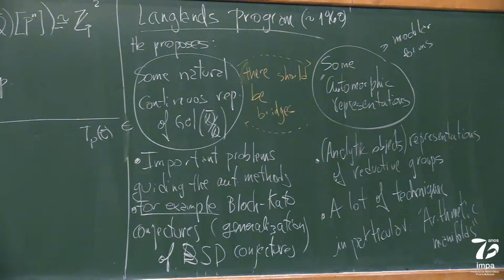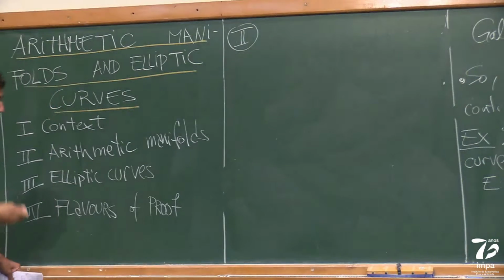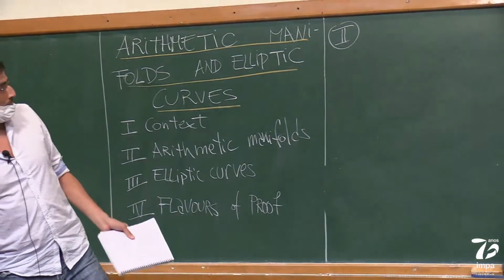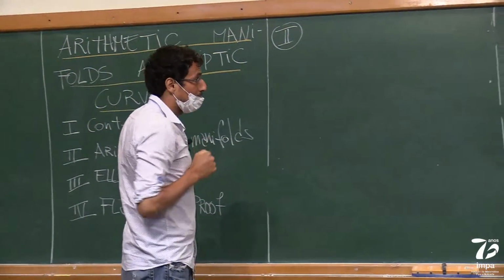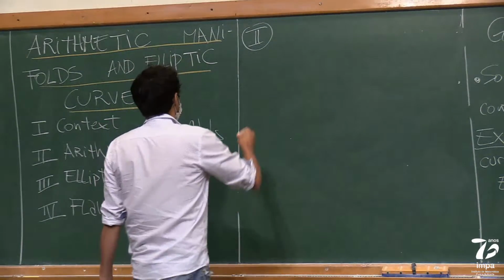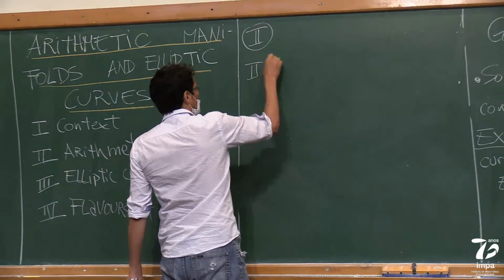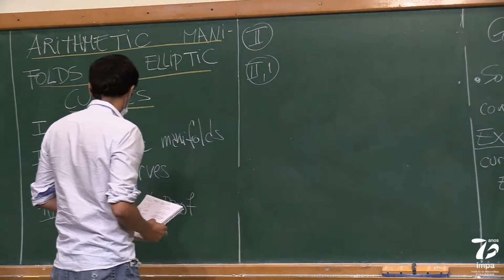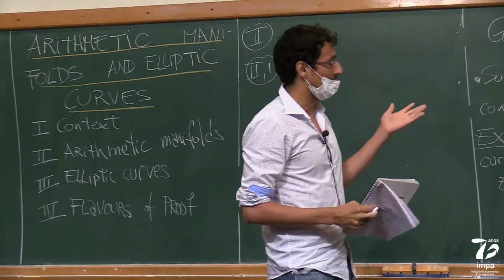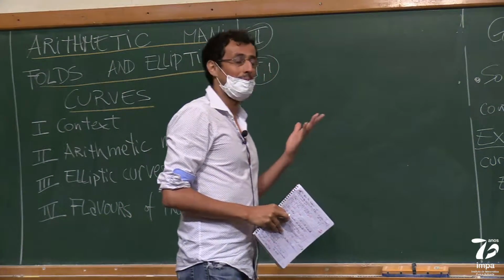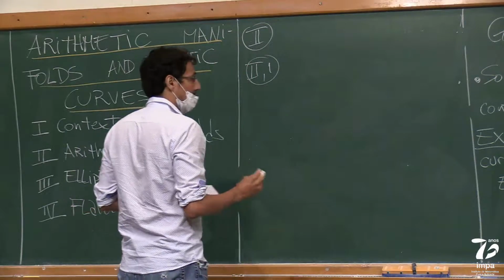Okay. So finally, I will come back to arithmetic manifolds. So now I will introduce what that means. To define these arithmetic manifolds in general, as I want to give you some idea of it, we need some rings.